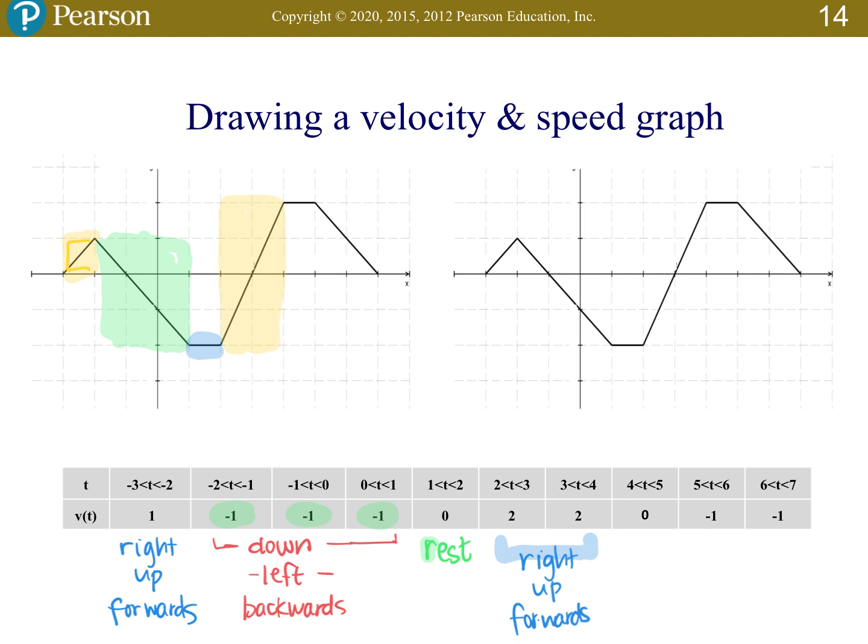Then I will have another period of rest right here. Okay, so another period of rest. And then I'll finish up with a period of going with a -1 velocity. So again, I'll finish up with going that section down or left or backwards.